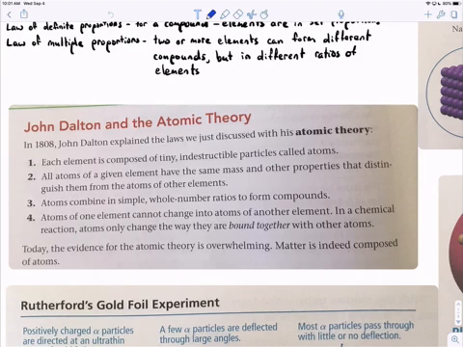All the atoms in a given element are the same mass, and have other properties that distinguish them from the atoms of other elements. This is also partially incorrect because we have something called isotopes, where we have an element with the same number of protons but a different number of neutrons. Atoms combine in simple whole number ratios to form compounds, and this fits with both the law of definite proportions and multiple proportions. And then atoms of one element cannot change into atoms of another element. And in a chemical reaction, only the atoms are exchanged.